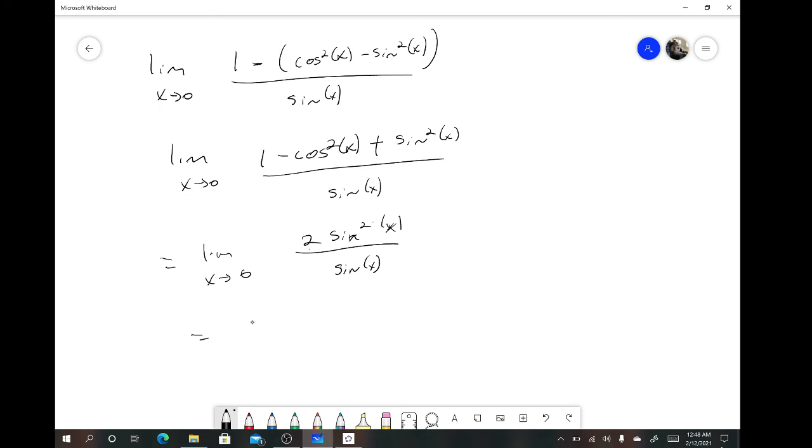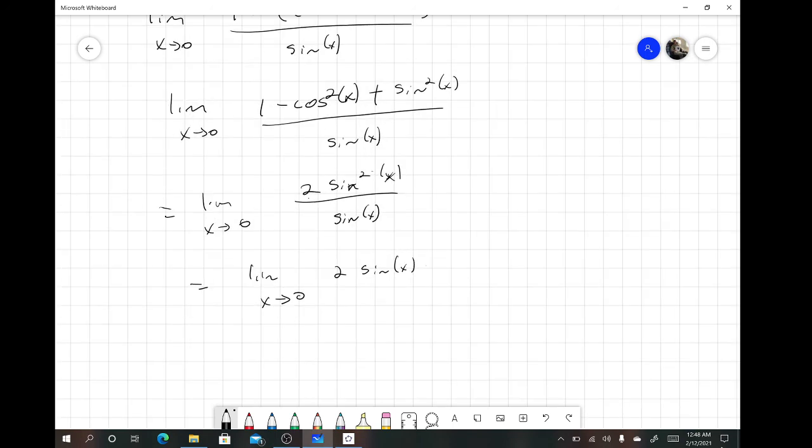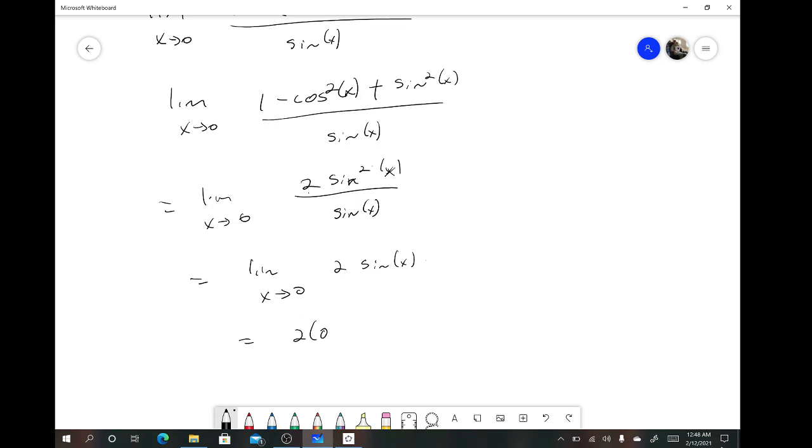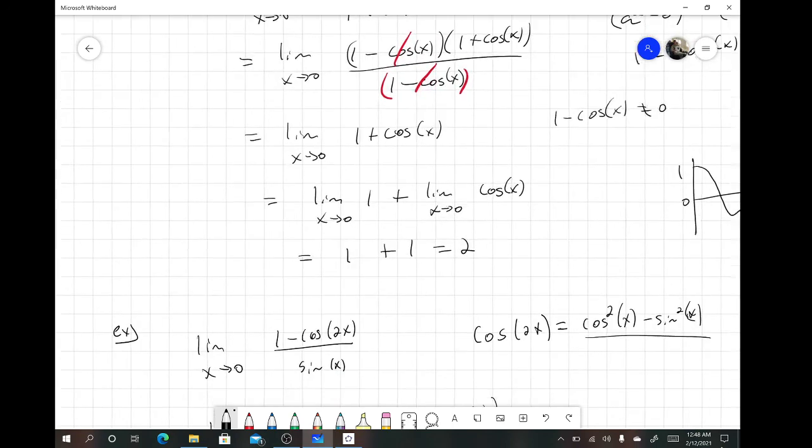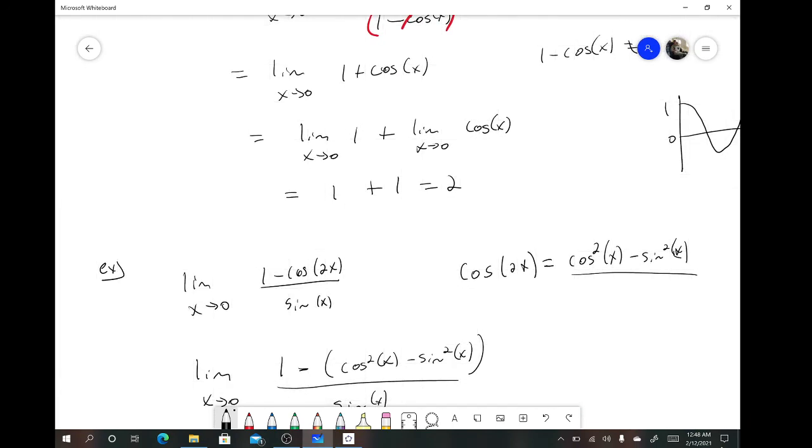So we have that the limit as x goes to 0 of 2 sine x is the same thing as if you were to plug in the 0 in there. But remember, sine of 0 is 0, so this is going to be 2 times 0, which is just 0. So this entire limit that looked very complicated is just going to be equal to 0 once you do the respective operations.